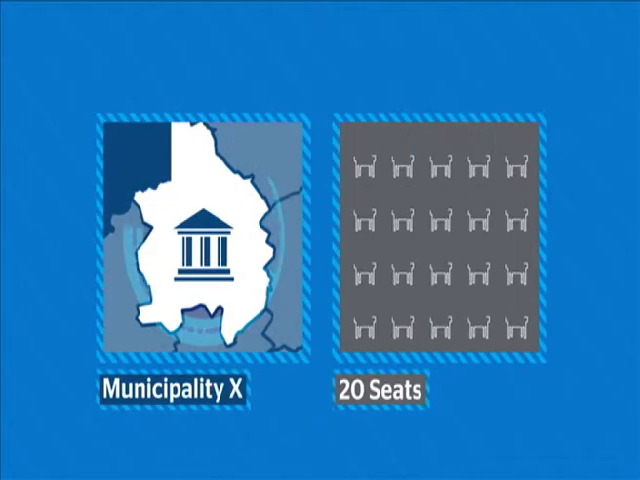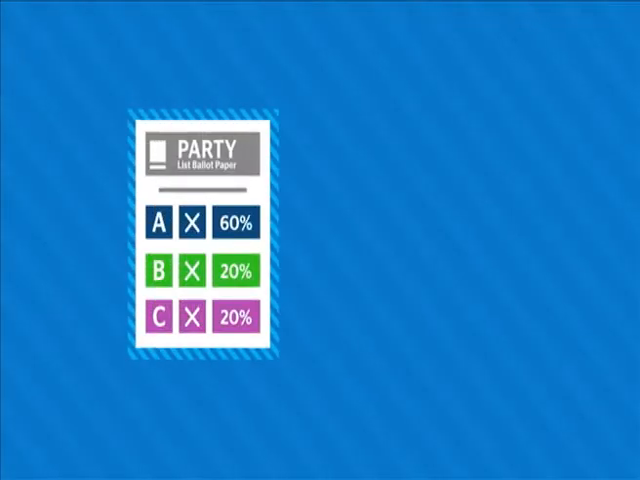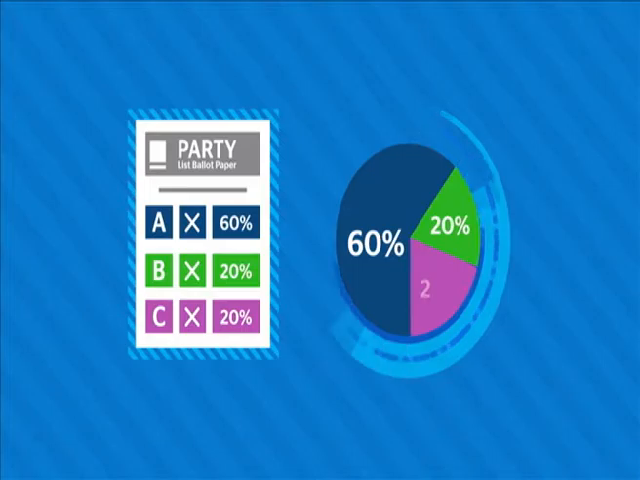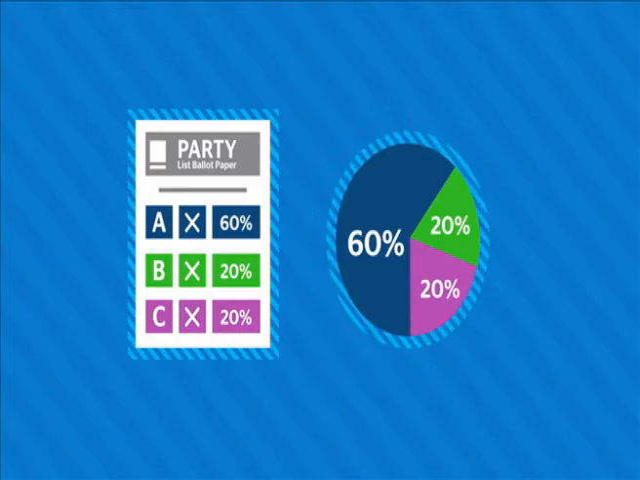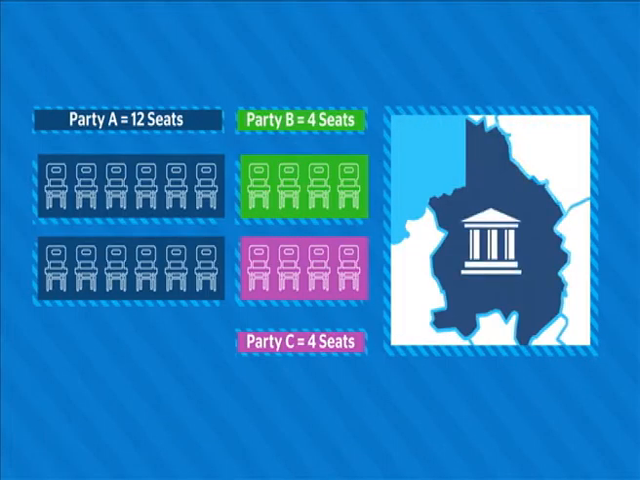The second vote is for which party you want to be in charge. Say in Municipality X there are 20 seats available. Party A receives 60% of the vote, B and C both receive 20%. Party A will end up with 12 seats, and both B and C will get 4 seats each, making Party A the majority in council and therefore government.